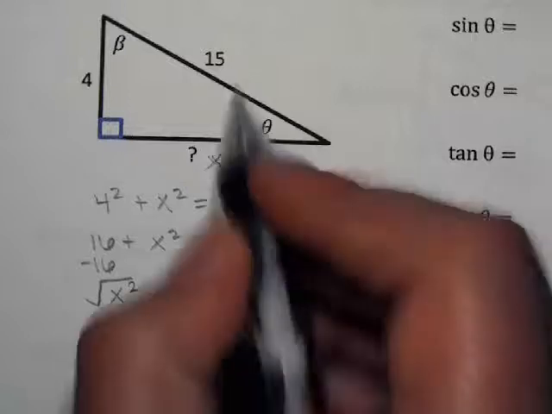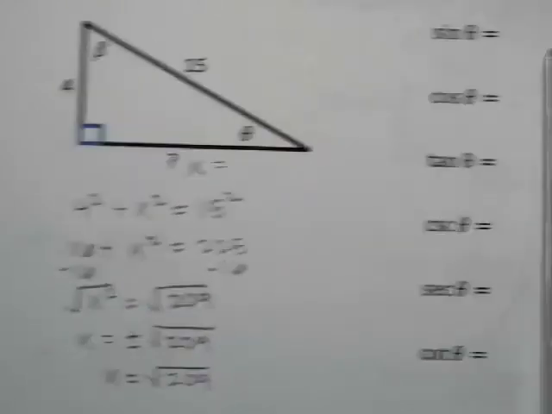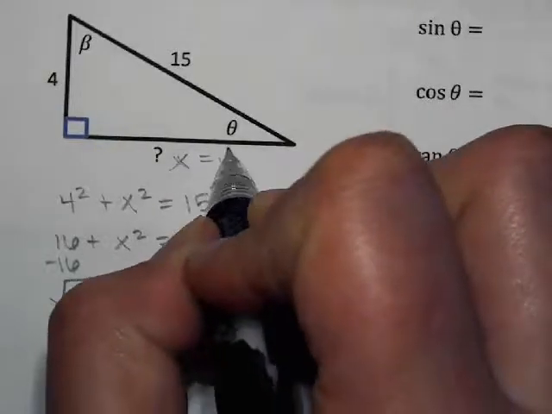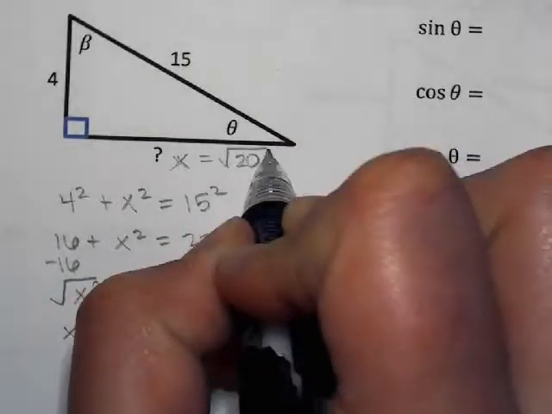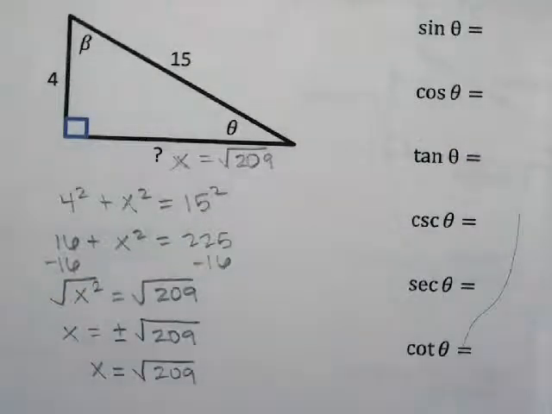All right, so the missing side is the positive version. We'll let James decide what he wants to do on the test. All right, so x equals the square root of 209.